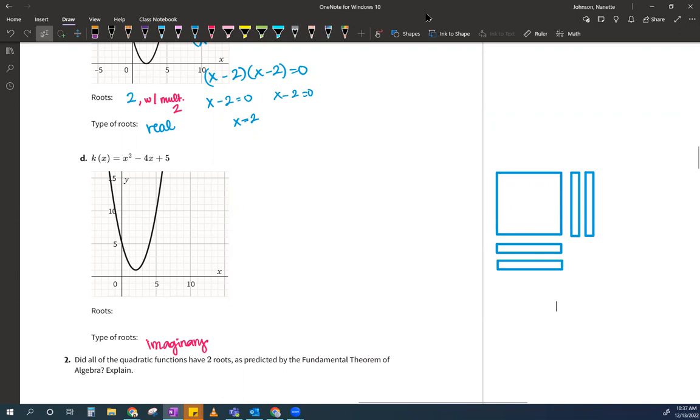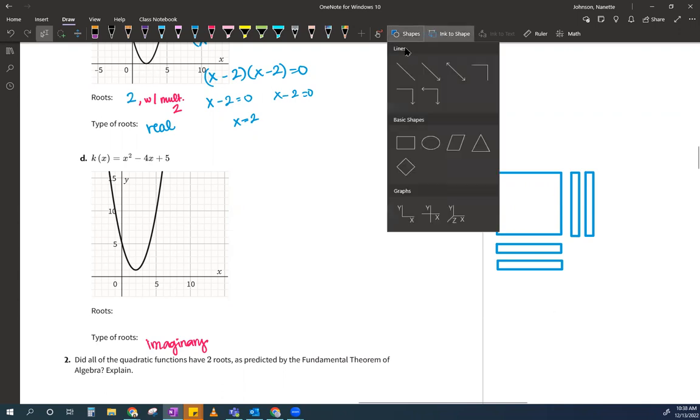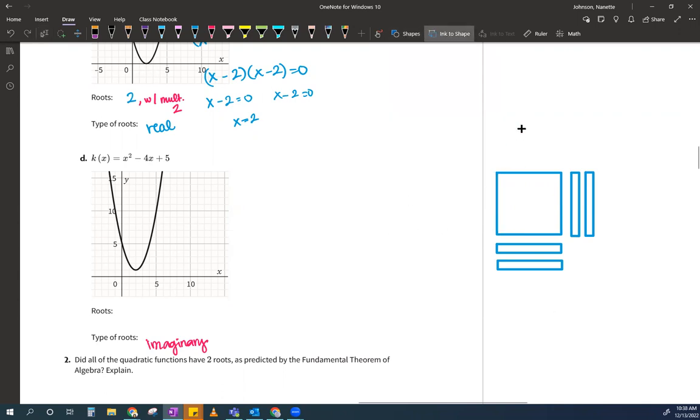Again, it has to be a square, and the little pieces look like little tiny squares. They look like this, maybe. I don't know. Maybe that's too small. Let's see. Yeah, that's too small. Let's make them bigger.